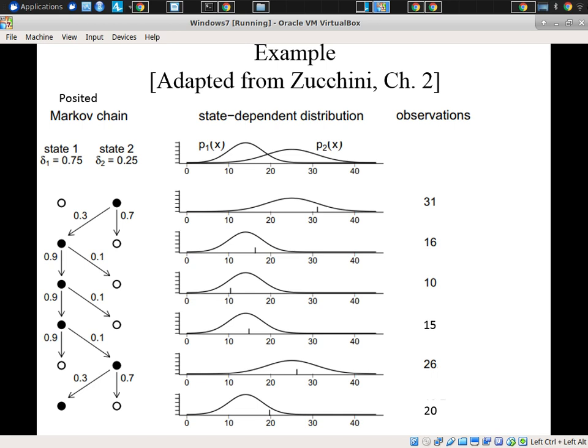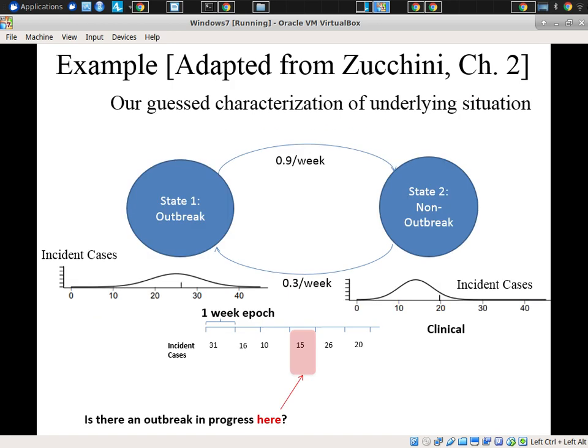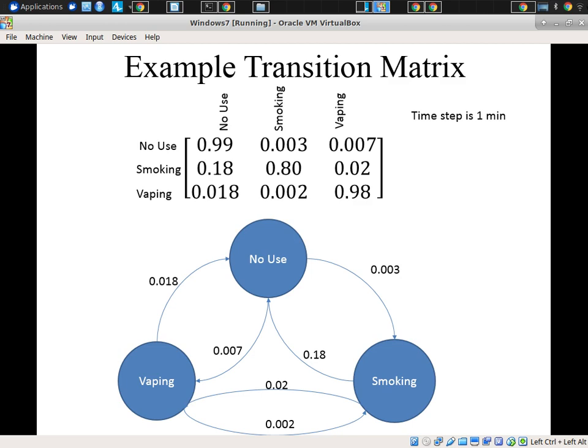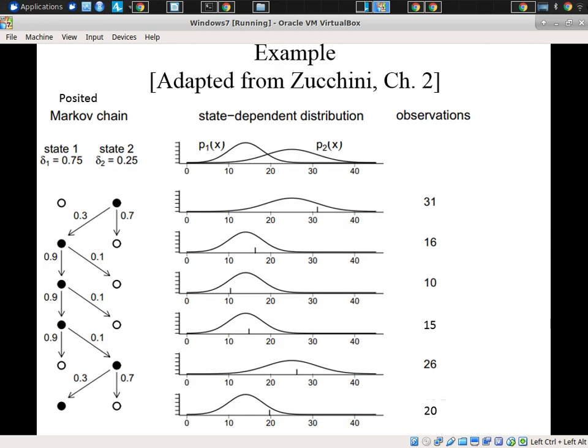But meanwhile, we have an underlying system whose evolution we posit to be proceeding according to this theory. In other words, from an outbreak state, we have a 90% chance per week that we'll return to a non-outbreak state. For a non-outbreak state, maybe we have a 30% chance of going to an outbreak state. Suppose that's our theory of the underlying dynamics. We could characterize that in a matrix similar to this one, but I'm not going to do it here.